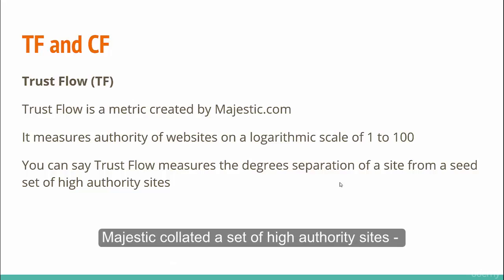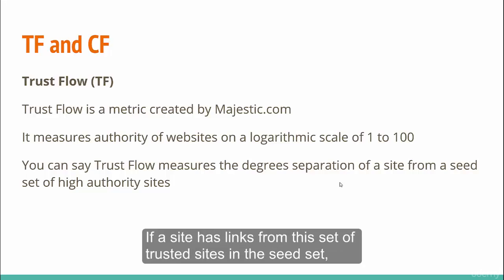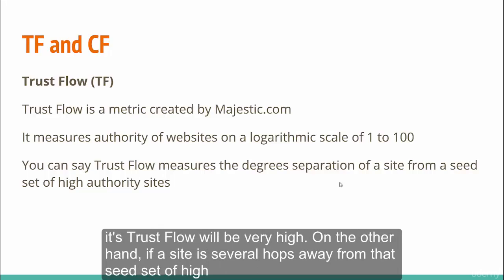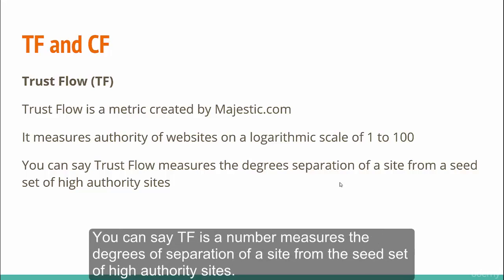Majestic collated a set of high authority sites, a seed set. If a site has links from this set of trusted sites in the seed set, its trust flow will be very high. On the other hand, if a site is several hops away from that seed set of high authority sites, its trust flow will be low. You can say trust flow is a number that measures the degrees of separation of a site from the seed set of high authority sites.